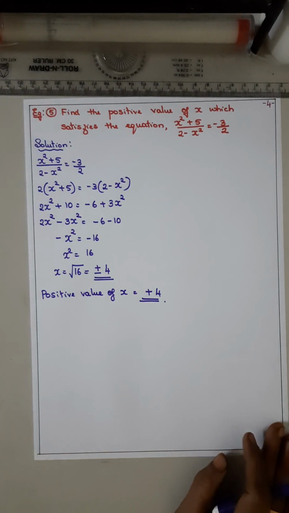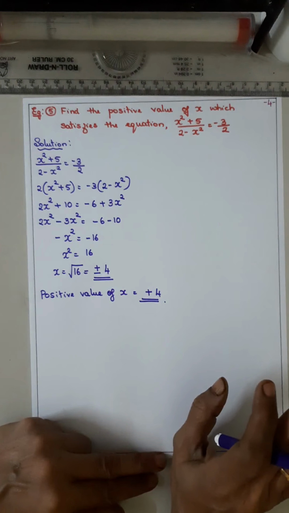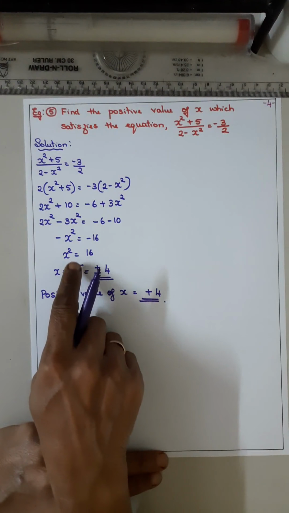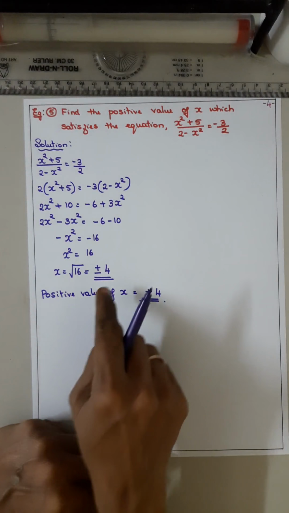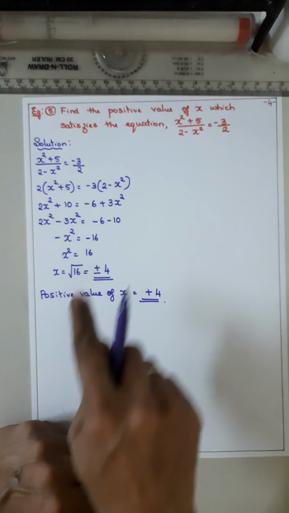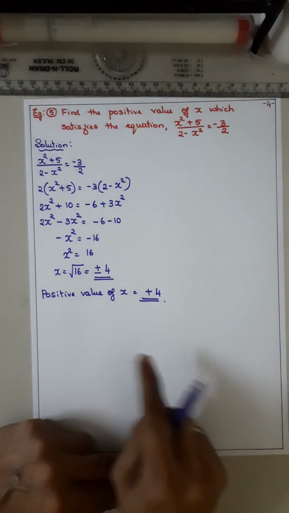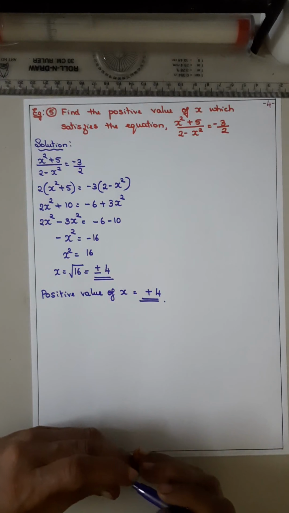Here there is no verification. Did you understand? Solve as usual. Here you are getting x squared. So find out the square root. And square root always it will be plus or minus. But they have asked positive value. Later at the end you have to write positive value of x is equal to plus 4.